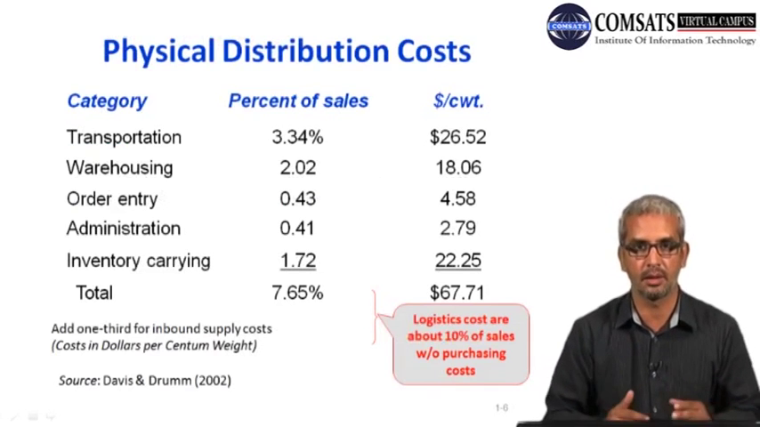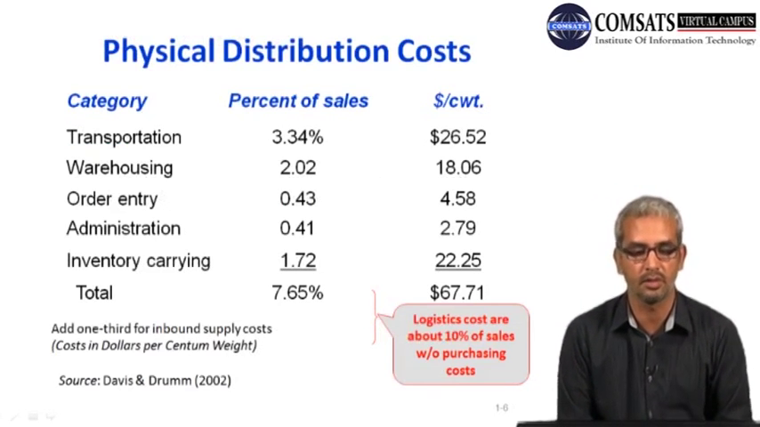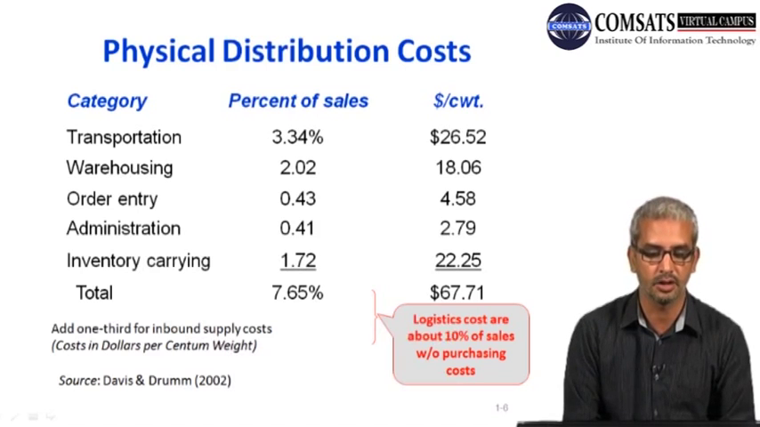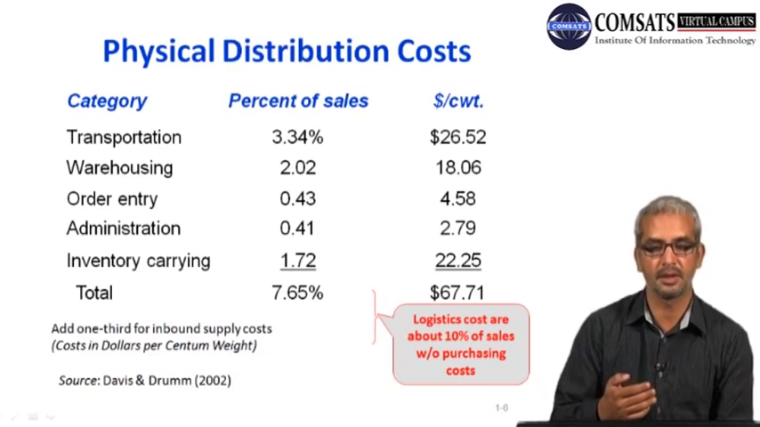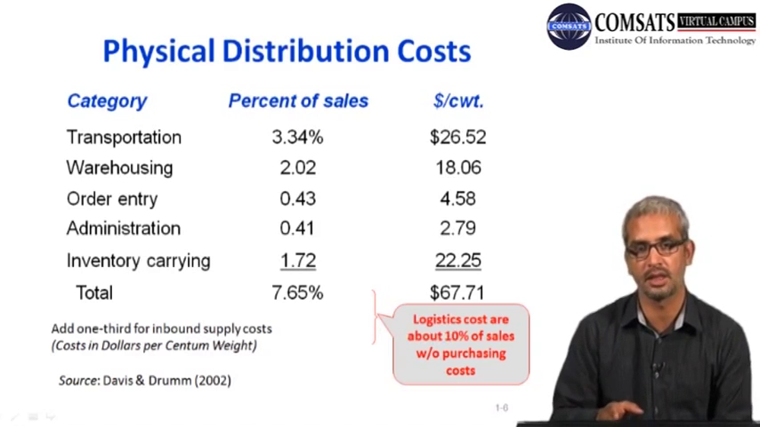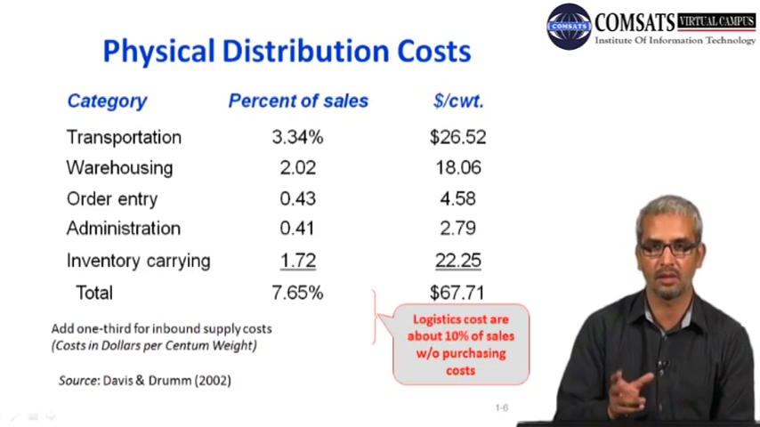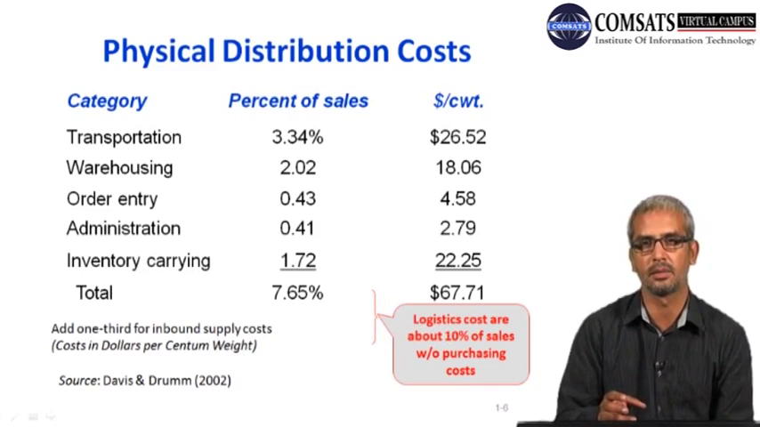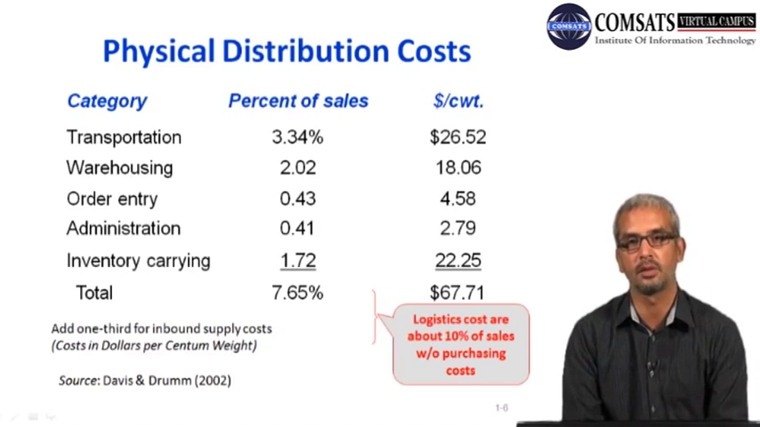If you look at this table which is appearing on the screen, if we categorize the logistic cost into transportation, warehousing, order entry, administration, and inventory carrying, then the costs are represented as percent. The first column lists the category of logistic cost, the second column lists the cost as a percentage of sales, and the third lists the cost in dollars per centiweight, that is, around 100 pounds of weight. These estimates are by Davis and Drum, 2002.